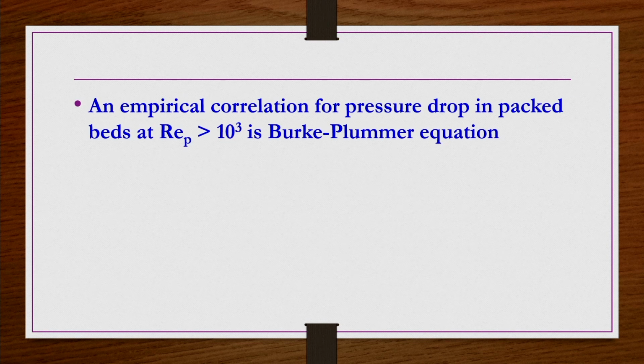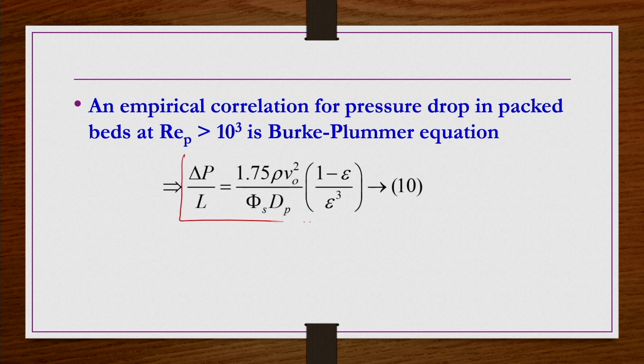Now, an empirical correlation for pressure drop in packed beds at Re_p greater than 10 power 3 is known as the Burke-Plummer equation, and it is given as this. This is the empirical correlation developed by Burke and Plummer. So, according to them, for flow through packed beds, when the Reynolds number is greater than 10 power 3, delta P by L is equal to 1.75 rho V naught bar square divided by pi s dp multiplied by 1 minus epsilon divided by epsilon cube.